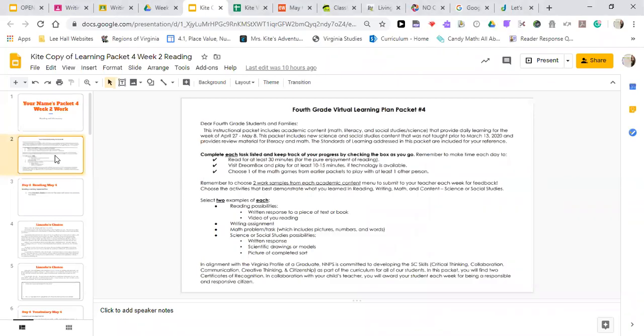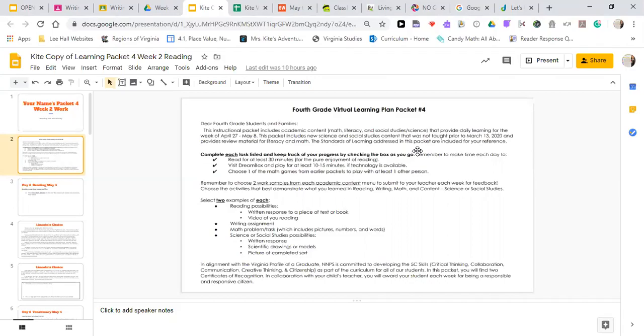The first slide is just a reminder about the virtual learning packet. It's got a letter from the district that explains what they want you to complete: every single task listed, and make sure to keep track of your progress by using the little check boxes. At the end of the week, you're supposed to choose 2 examples of each. So 2 examples of reading, 2 examples of writing, 2 examples of math, and 2 examples of content, which is science or social studies. So don't forget to do that.